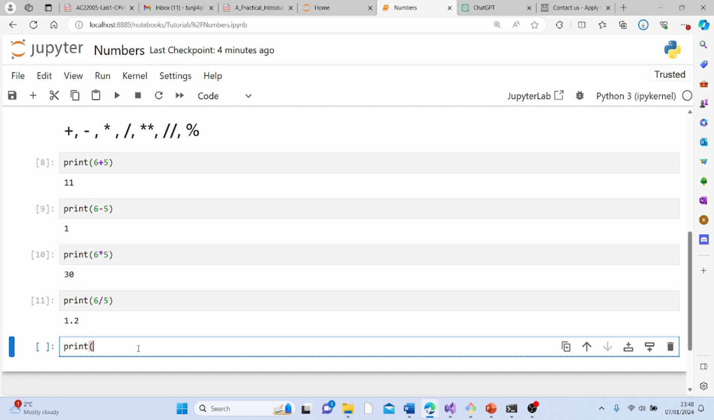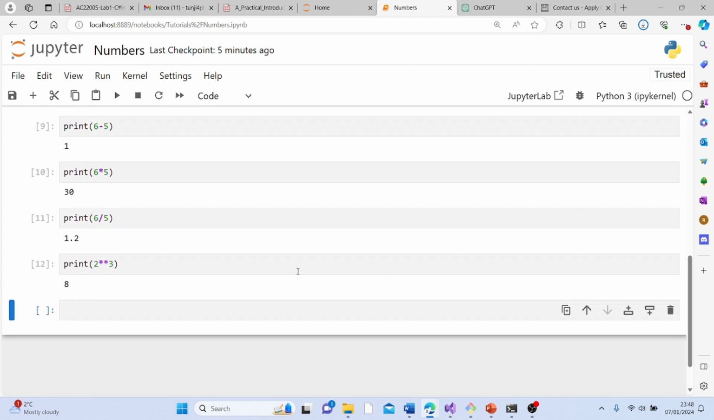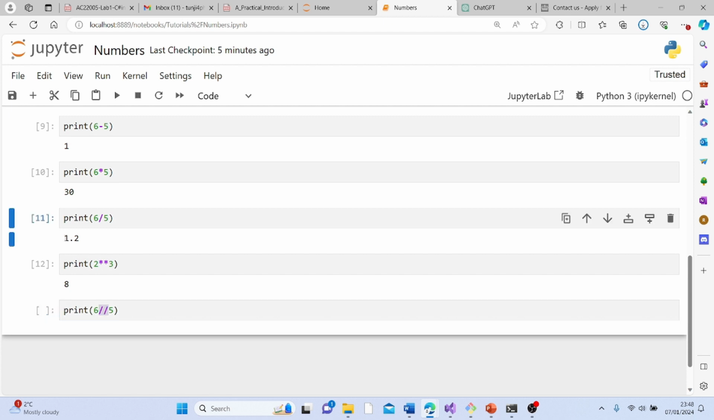But the exponential operator, let's say you have 2 raised to power 3, which is 2 times 2 times 2, which will give you 8. So this is the exponential operator. And also let's look at the integer division operator. In normal division, 6 divided by 5 is 1.2, but when it's integer division, if you use this, it will only take the integer part and truncate the decimal part.